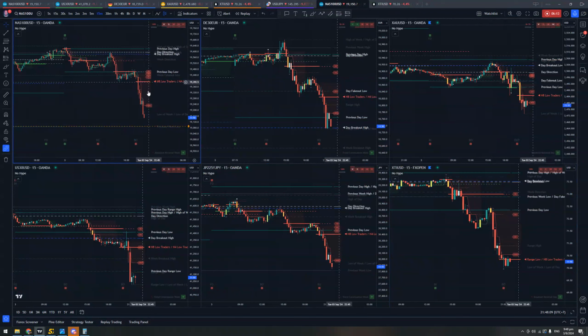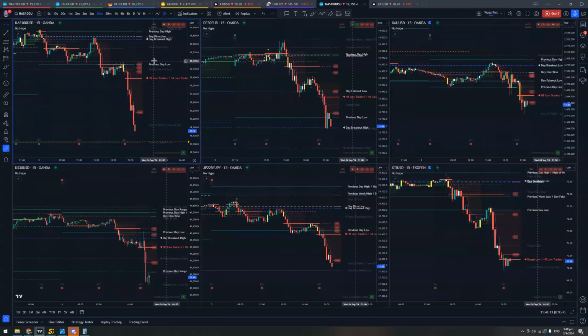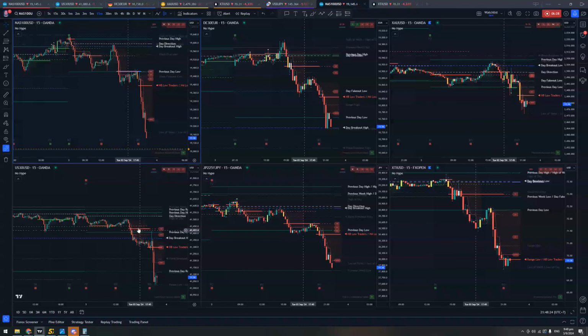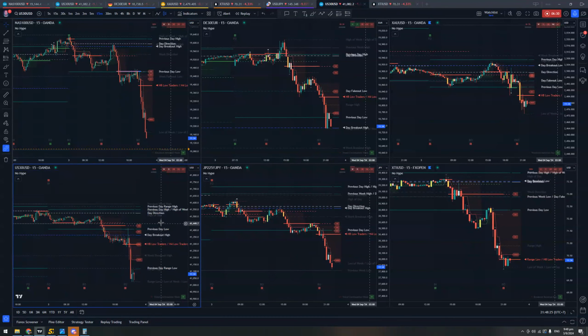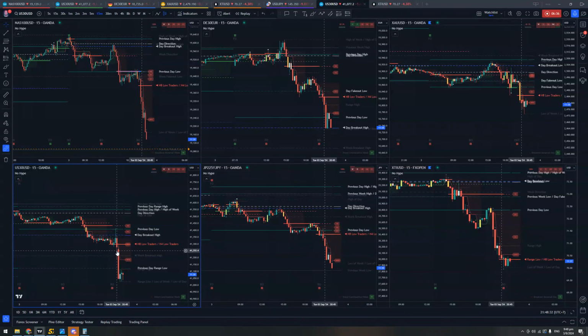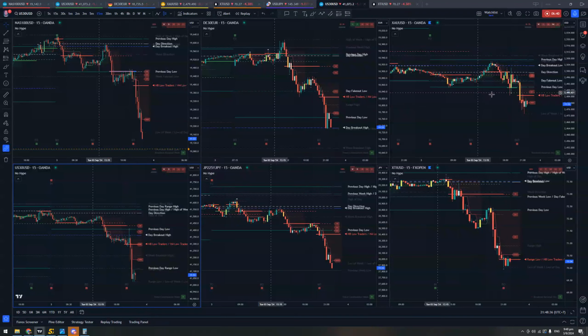I opted for NAS over US 30 simply because I've always preferred NAS over US 30. I did like how the H8 and the previous day low were all in the same area. Just visually, it seemed nicer to me. US 30 had more of a cluster of levels and did not really break out so cleanly. So did not take anything on US 30. I focused more on NAS.